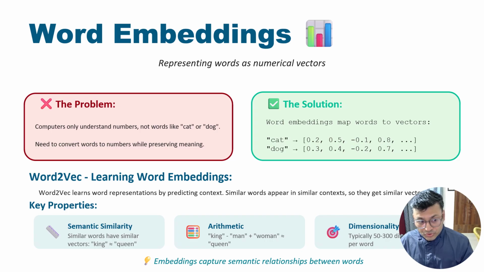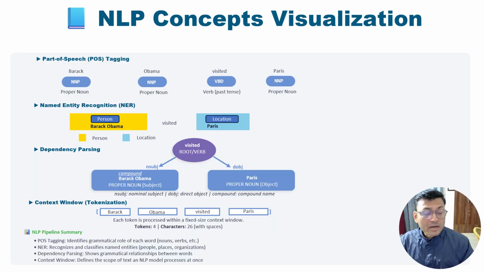Arithmetic relations are another key property. King has a relation with man, with the male, while the queen has the character of the woman. So there are arithmetic explanations in the backend, and the same goes for dimensionalities. Embedding captures the semantic relationship between words. This is a very key role it plays, and that is how it memorizes and keeps those things in mind before it produces the outputs.